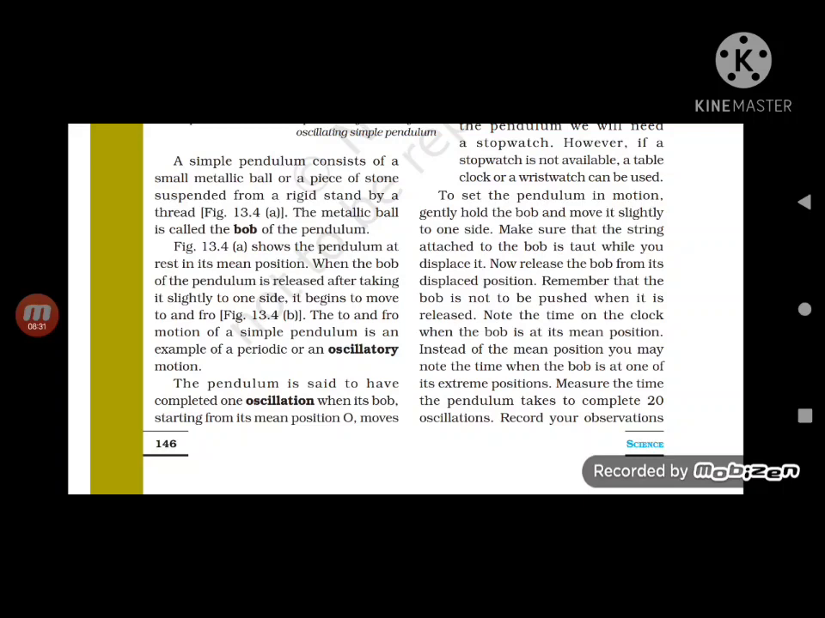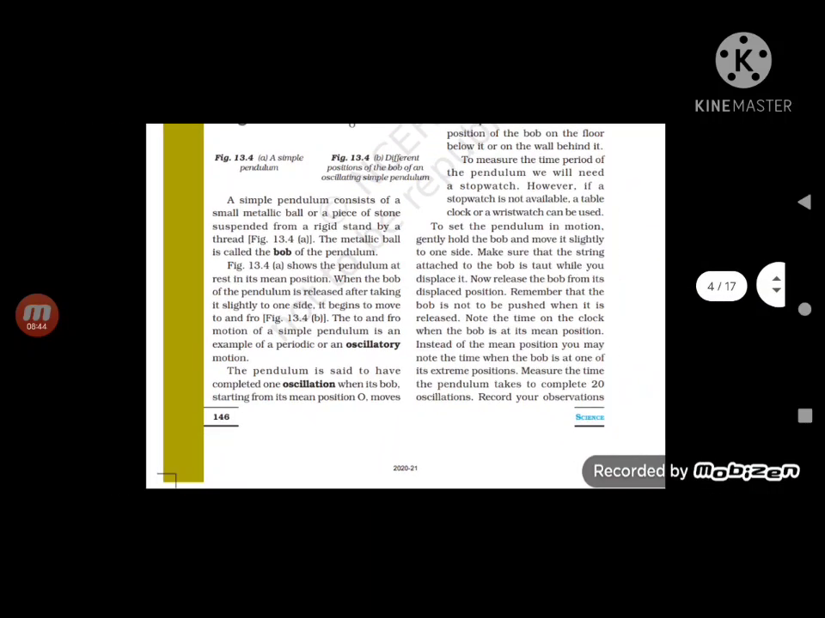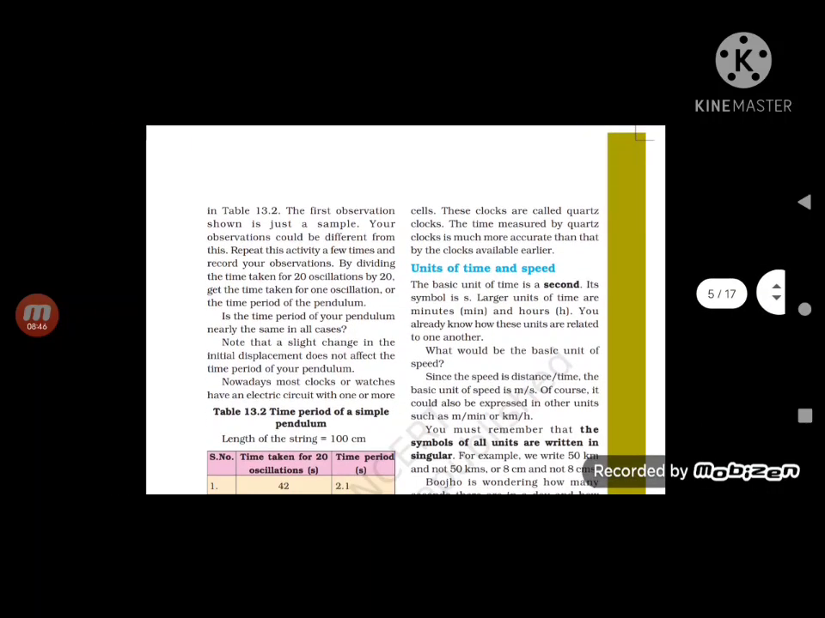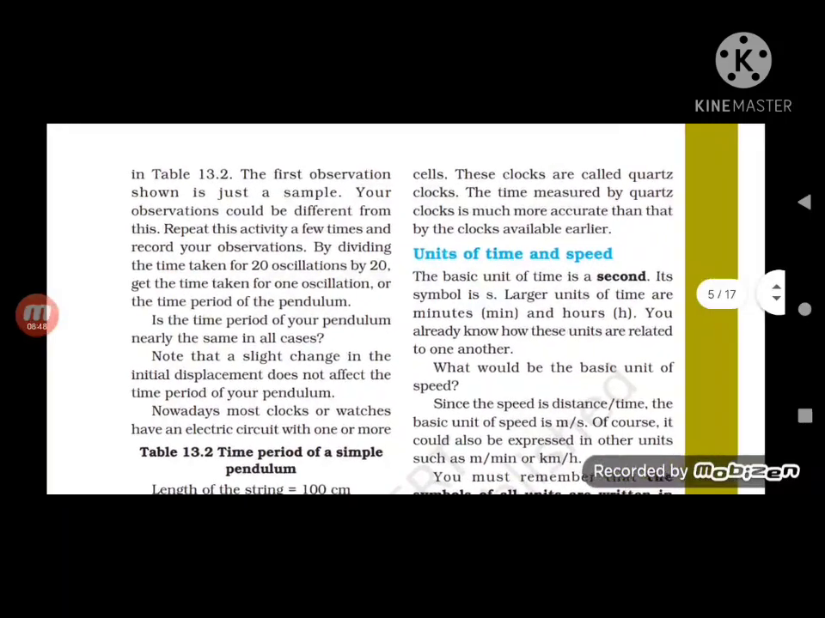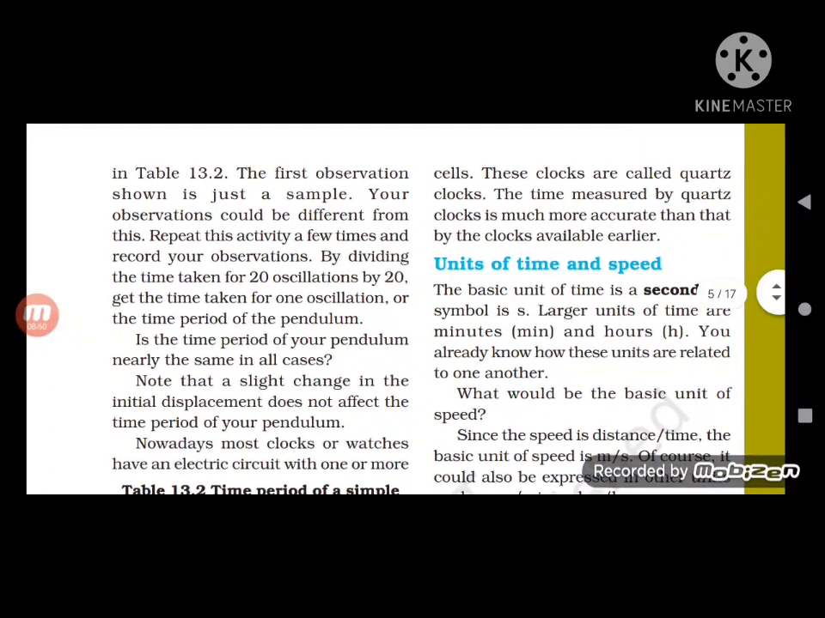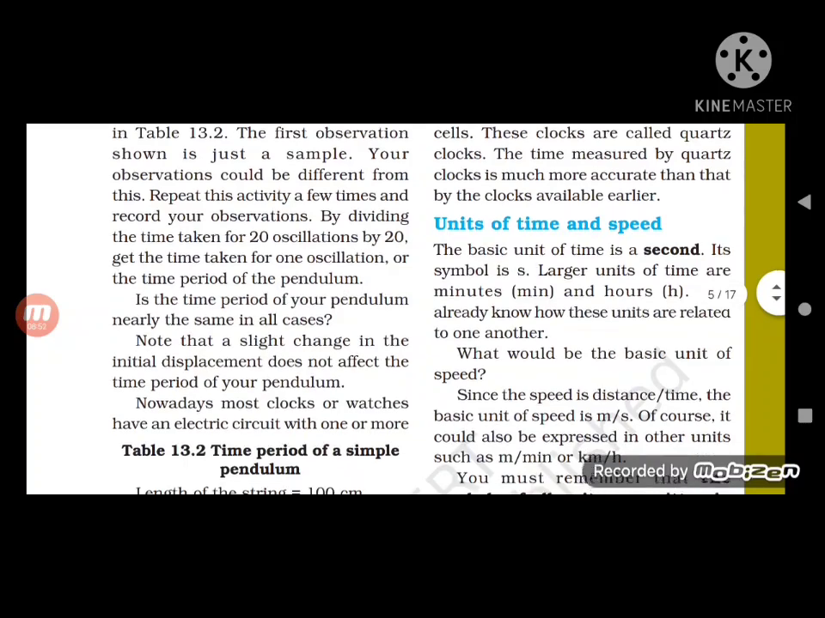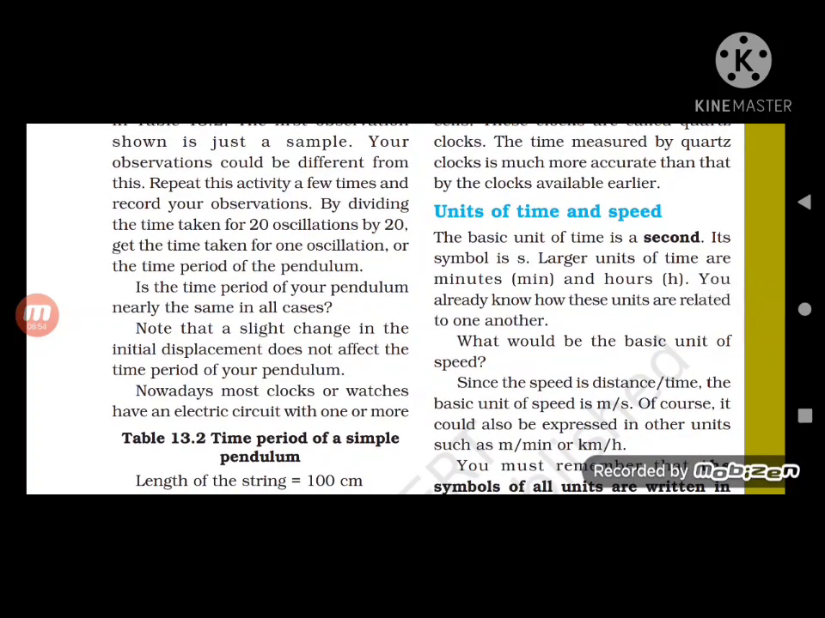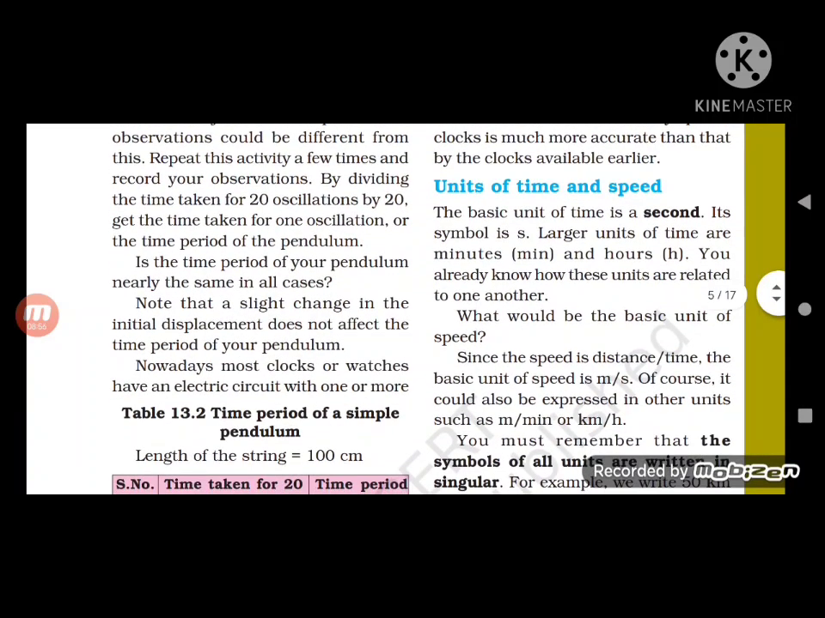Start the stop watch when the bob is at its mean position. You may note the time when the bob is at its extreme position. Measure the time the pendulum takes to complete 20 oscillations. Record your observation in table 13.2. The first observation shown is just a sample. Your observation could be different from this. Repeat this activity a few times and record your observations.